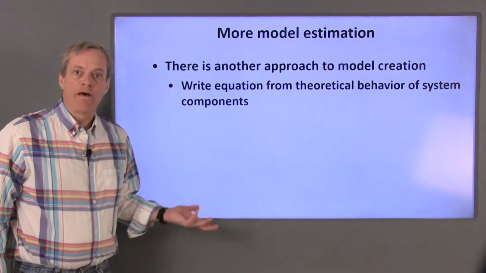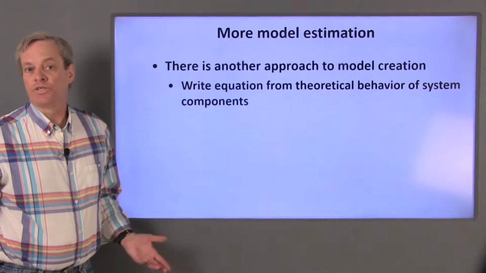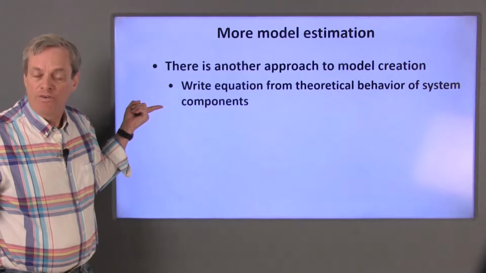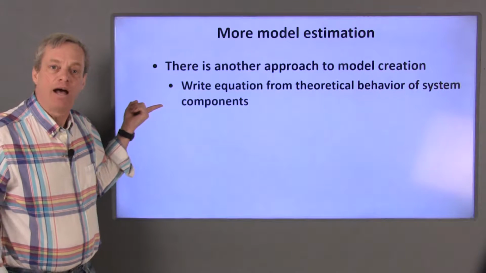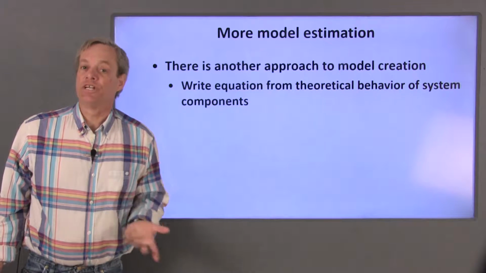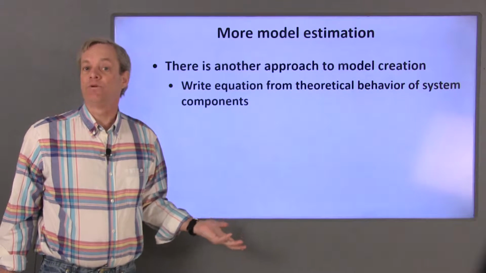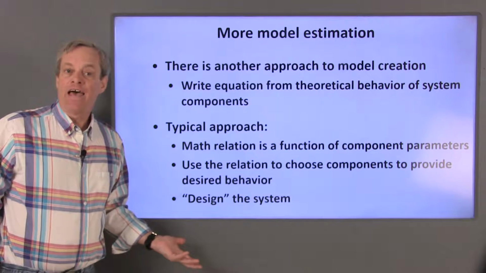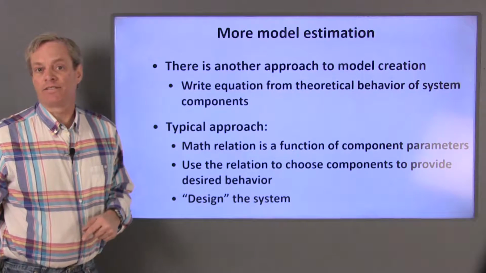A third way models get used is an alternate approach to model estimation. This consists of writing the theoretical fundamental equations governing the system components and their interactions, and using those equations to generate a mathematical relationship between the input and the output. This approach has some pretty significant advantages, especially if you're designing a system.